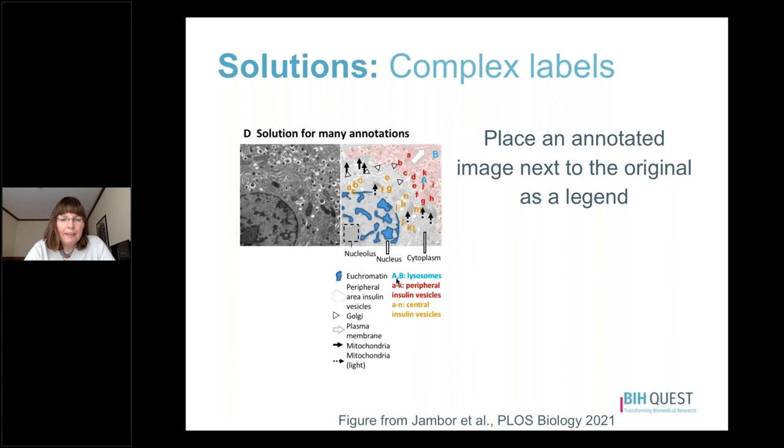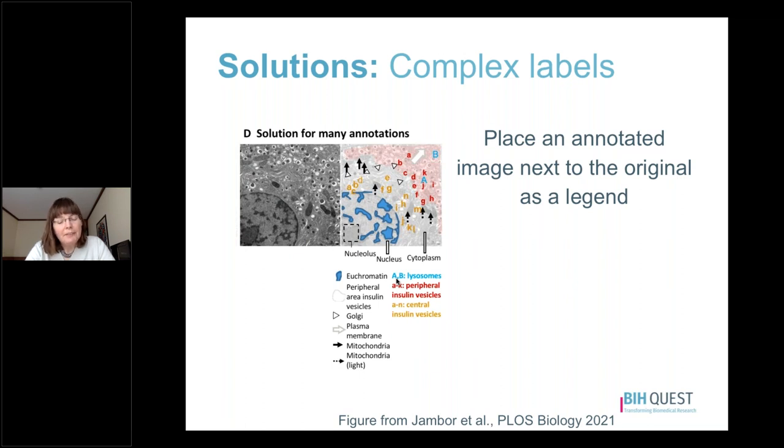Now, I'll notice that here the legend is actually right below the figure itself. Many of you are probably used to putting your legends entirely as text and not next to the image themselves.